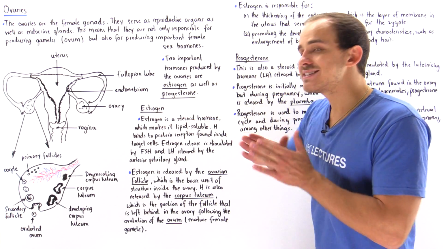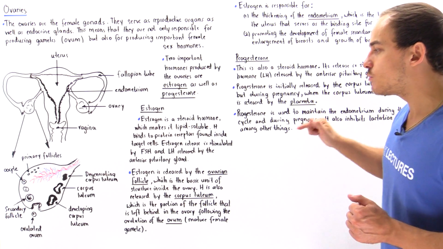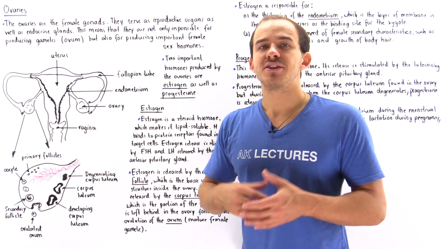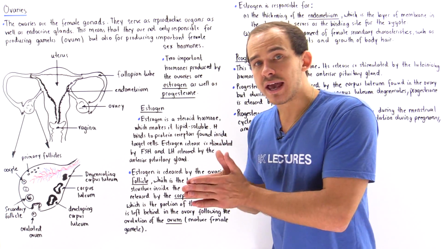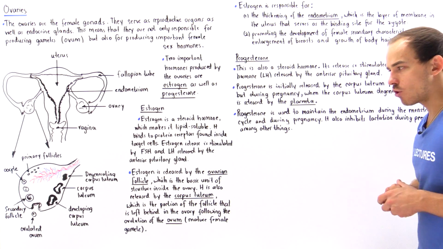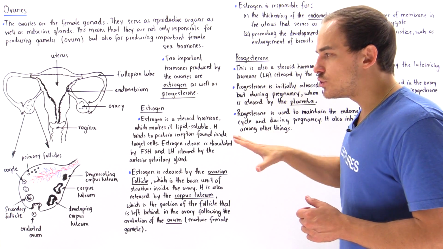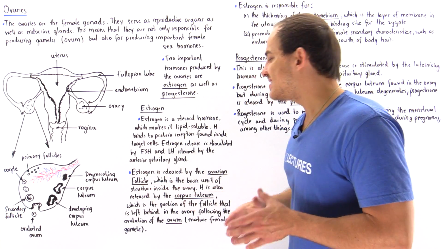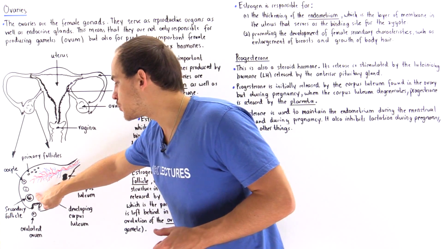Now, estrogen itself is stimulated by our luteinizing hormone as well as the follicle stimulating hormone that are released by the anterior pituitary gland. And FSH as well as LH are both stimulated by the gonadotropin releasing hormone released by the hypothalamus. So estrogen is basically released by two structures. So estrogen is initially released by our ovarian follicle, this structure here.